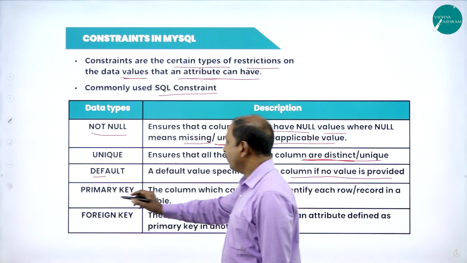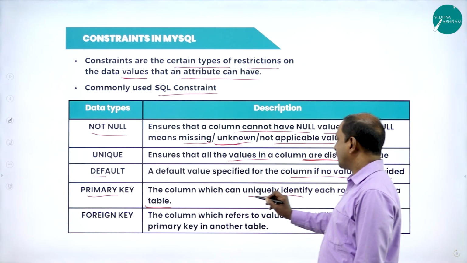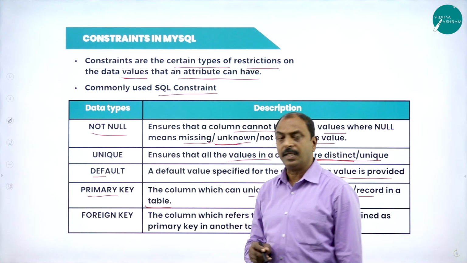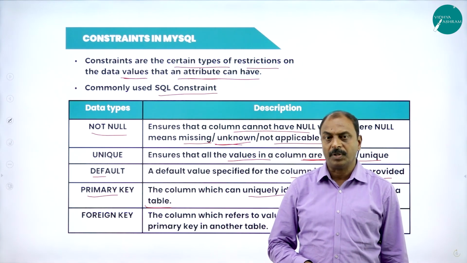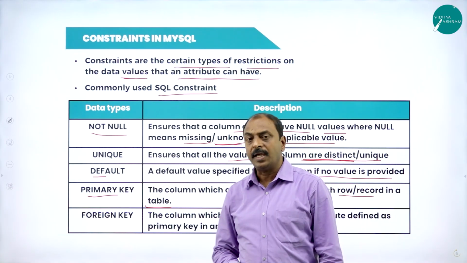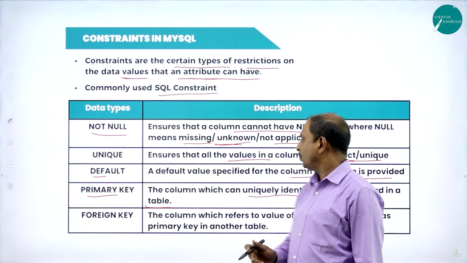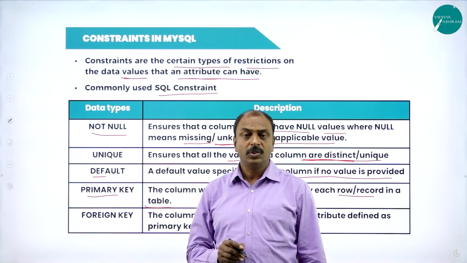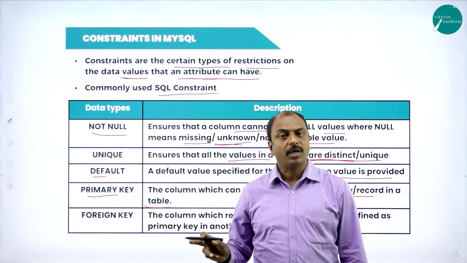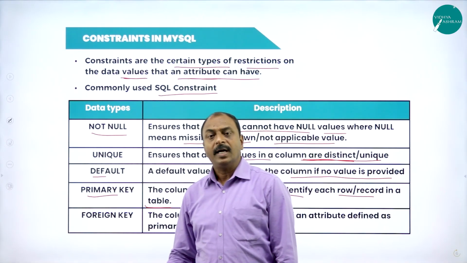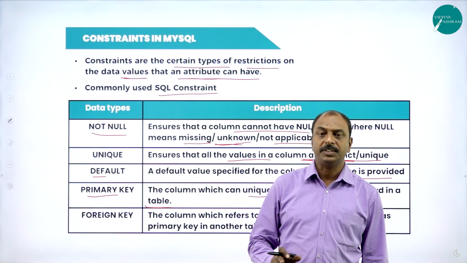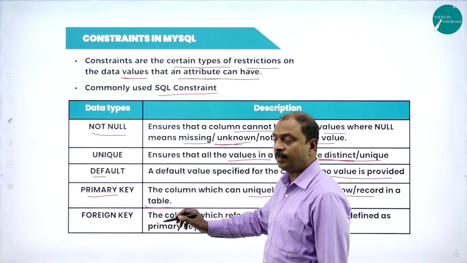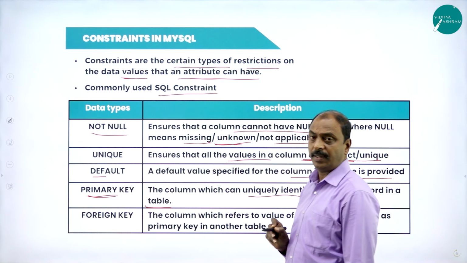Next one is primary key. The column which can uniquely identify each record in a table is called the primary key. You might have learned about the primary key in the previous chapter. So what is a primary key? It is used to uniquely identify a record in a particular table. It means that no two records will have the same values; the two records must differ at least in one column. That unique column is referred to as the primary key.